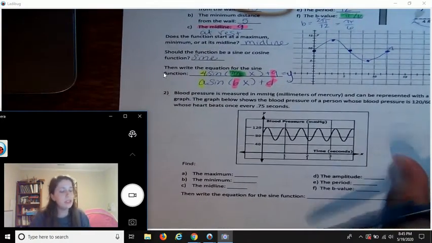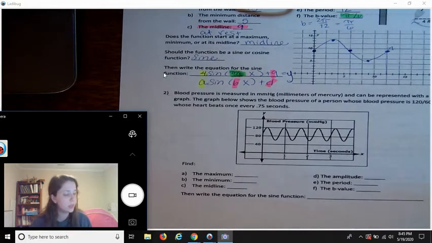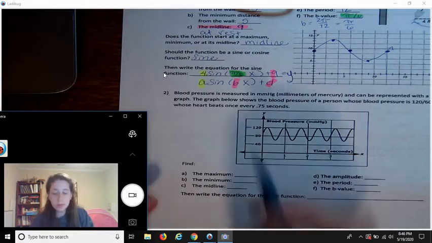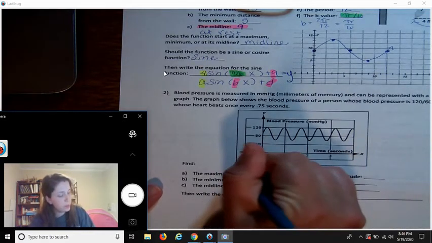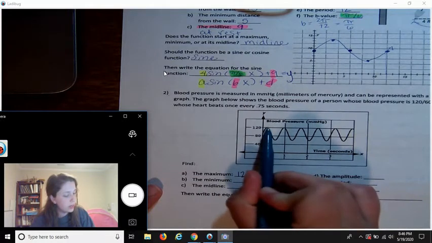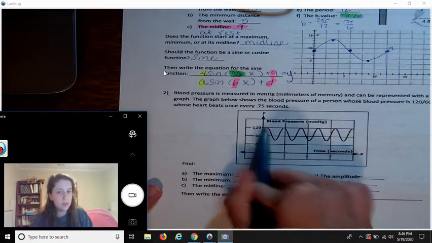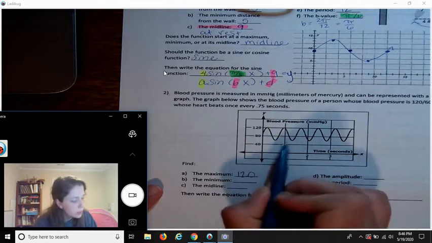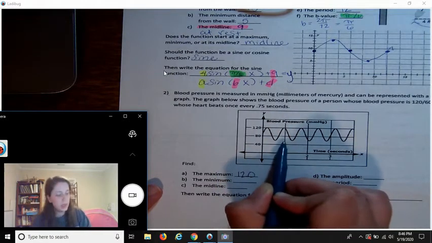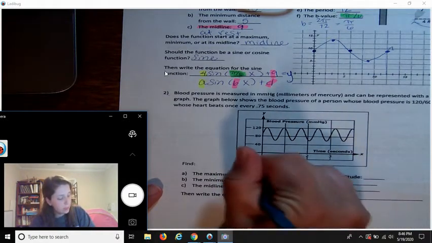It says blood pressure is measured in millimeters of mercury and can be represented with a sine graph. The graph below shows blood pressure of a person whose blood pressure is 120/60 and whose heart beats once every 0.75 seconds. So it says first find the maximum. So our maximum should be 120. Okay, we see it hits that over and over again right here, here, there, and that number is 120. The minimum should be, it's like halfway between 40 and 80, so we'll call it 60.